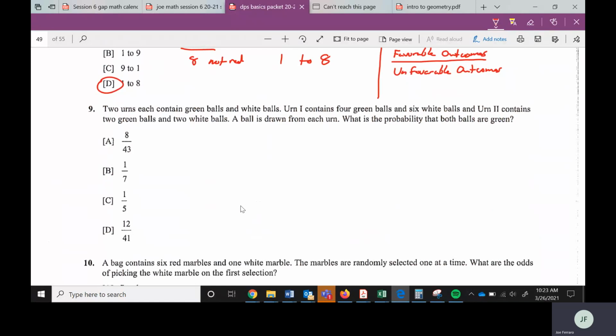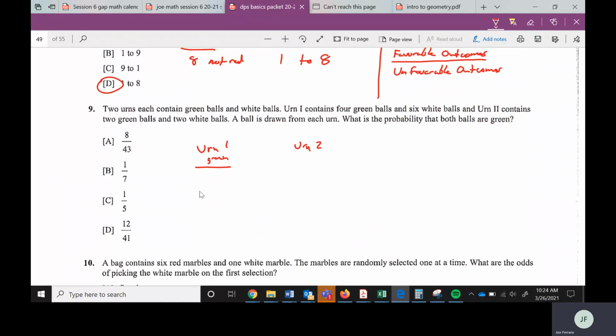2 urns, each contain green balls and white balls. Urn 1 contains 4 green and 6 white. Urn 2 contains 2 green and 2 white. A ball is drawn from each. What is the probability that both are green? Okay, so now, because there are 2 different urns here, these will be totally independent of each other.